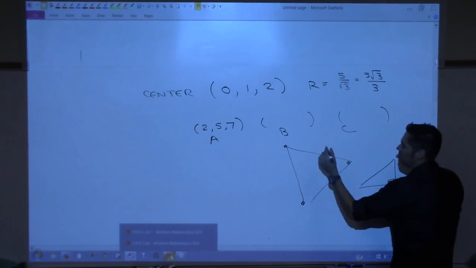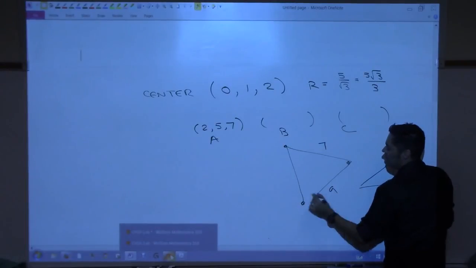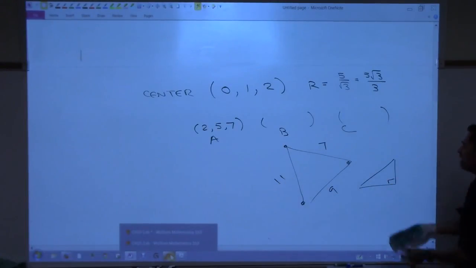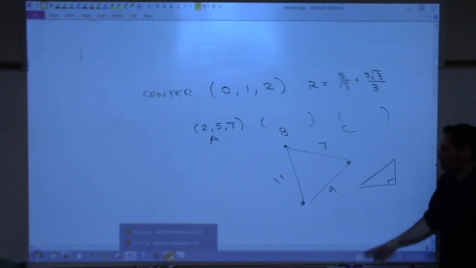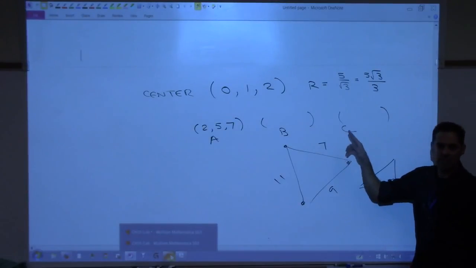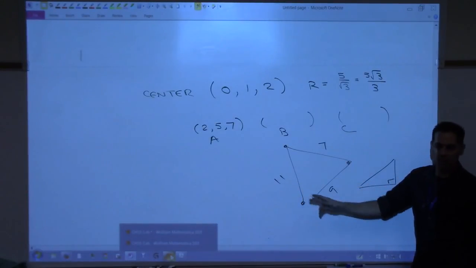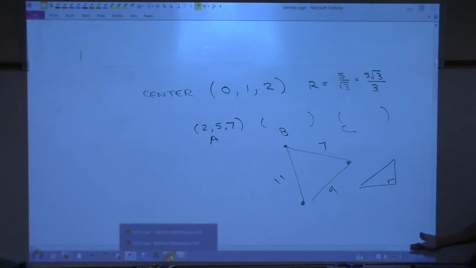So let's just say this had turned out to be 7, 9, and 11. Let's just say. And they're asking, is that a right triangle? Then you'd be checking that 9 squared plus 7 squared equals 11 squared. If it doesn't check out, it's not a right triangle. Understand?